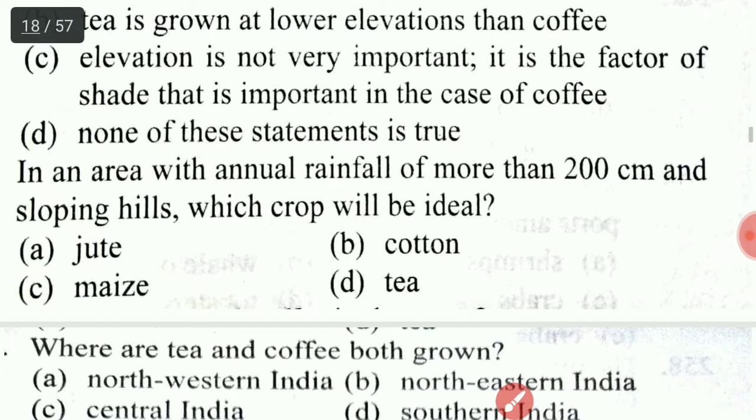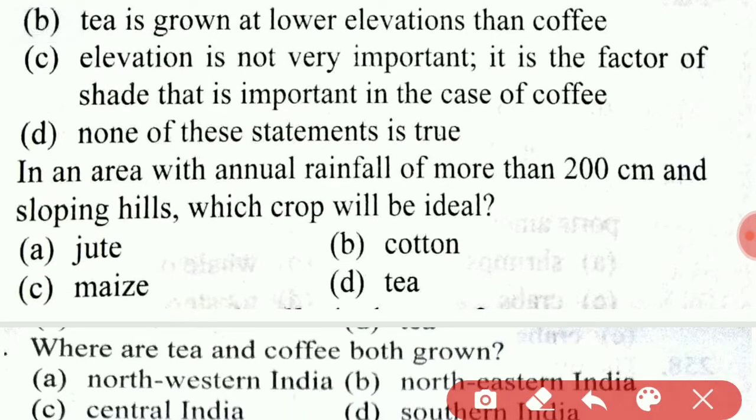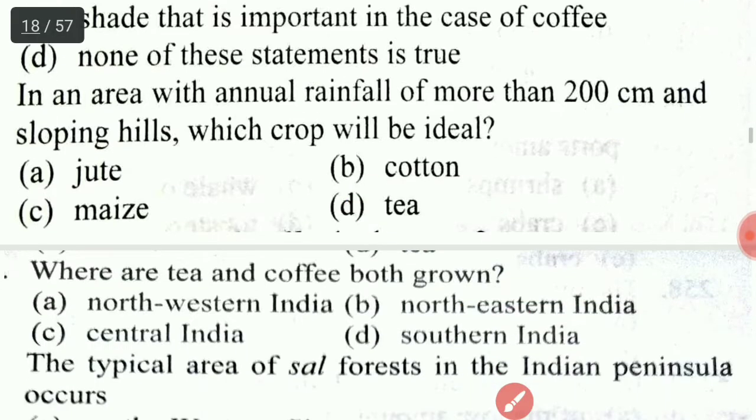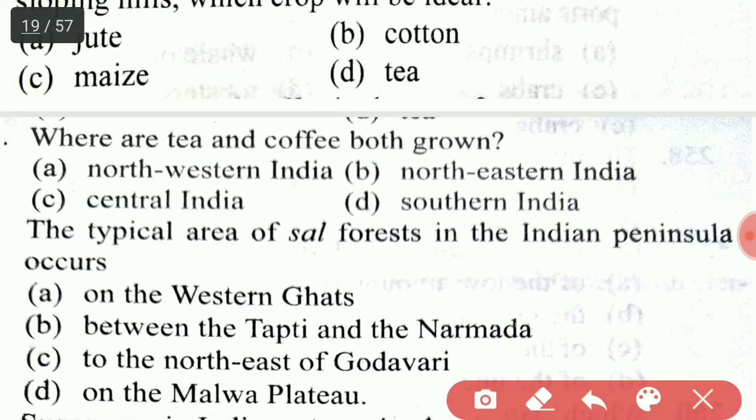Next, in an area with annual rainfall of more than 200 centimeters and sloping hills, which crop will be ideal? The right option is option D, that is tea. Next, where are tea and coffee both grown? The right option is option D, southern India.